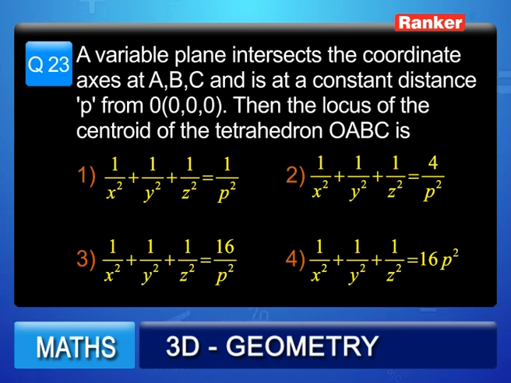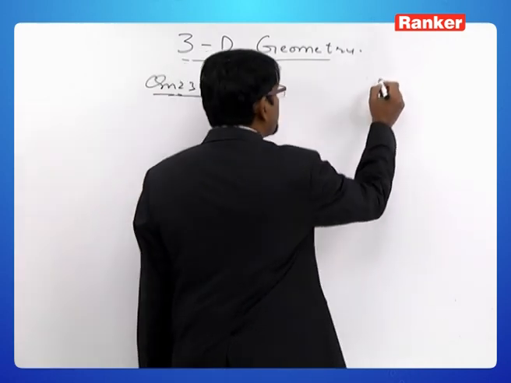And second option, 1 by x square plus 1 by y square plus 1 by z square is equal to 4 by p square. Third option, 1 by x square plus 1 by y square plus 1 by z square is equal to 16 by p square. And fourth option, 1 by x square plus 1 by y square plus 1 by z square is equal to 16 p square.